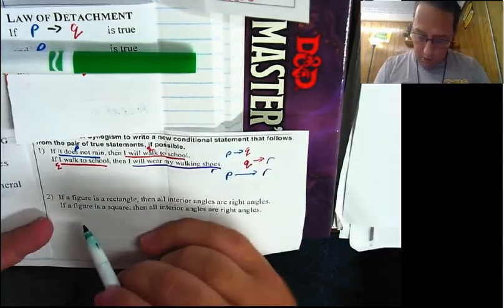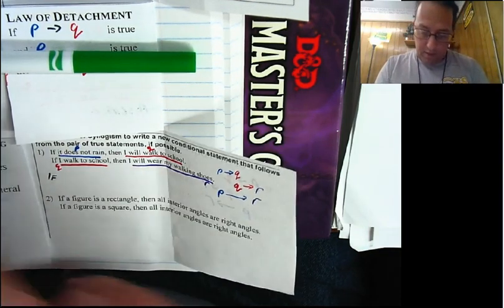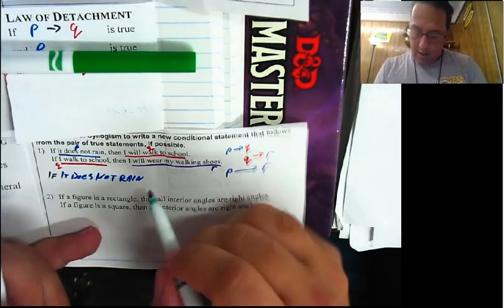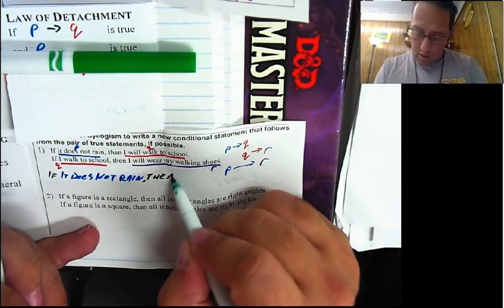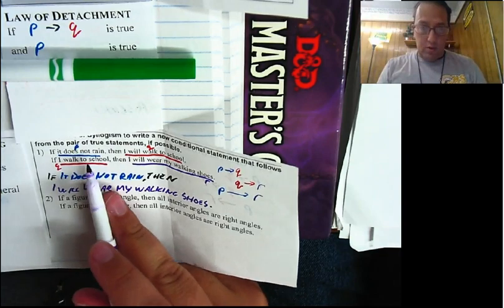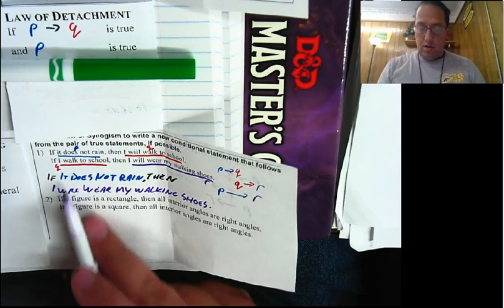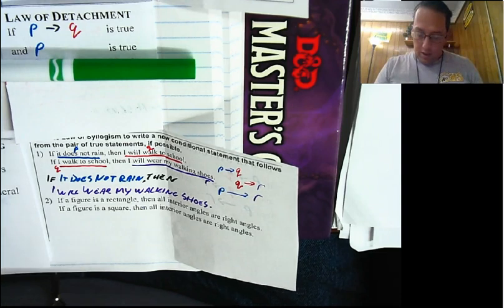So let's write this as one statement. If it does not rain, then I will wear my walking shoes. All right? So if this statement is true, and this statement is true, and since the conclusion here is the hypothesis there, then I can put it all together as one statement. All right? So let's take a look at this next one.